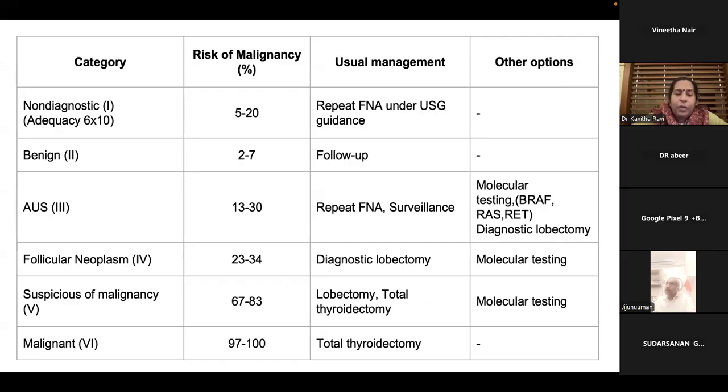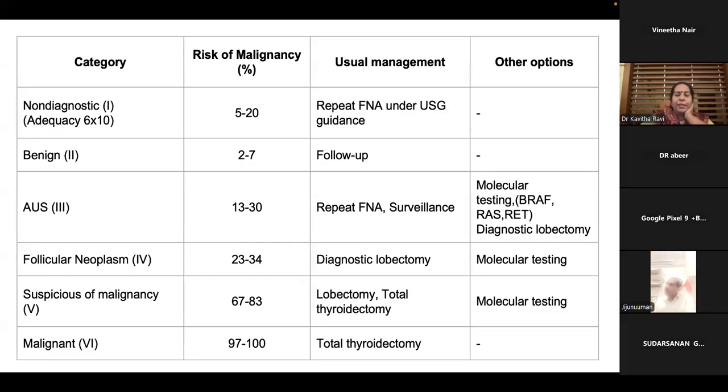Then the last one, the fourth one, category 4 is follicular neoplasm. Of course, it is a neoplasm, and you don't know whether it is an adenoma or a carcinoma. So the risk of malignancy is very high, that is 23 to 34%. So a diagnostic lobectomy has to be done, and further investigations as required from the biopsy report.